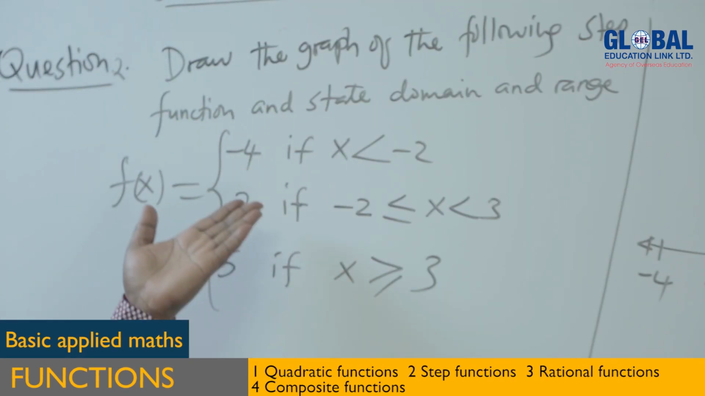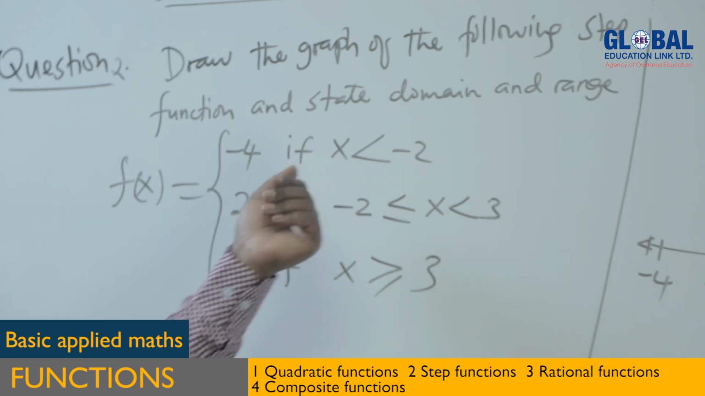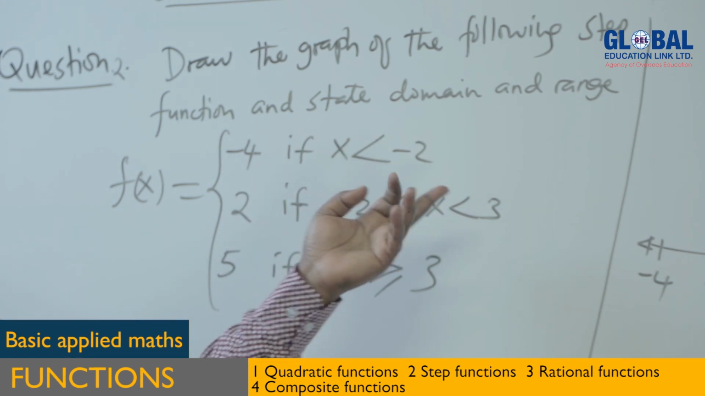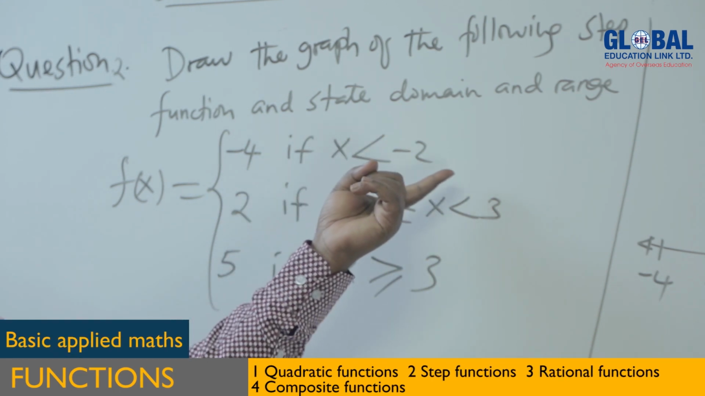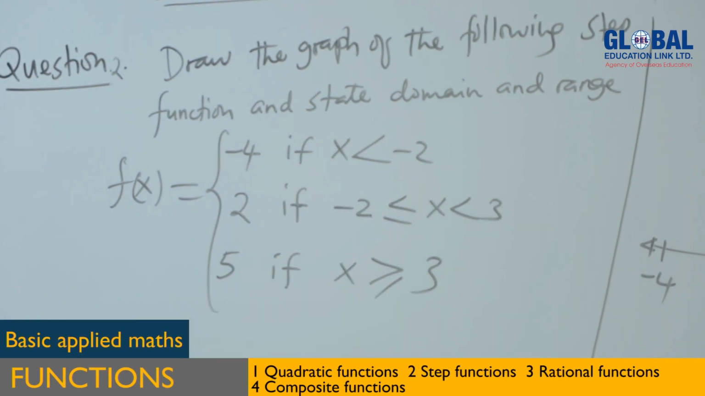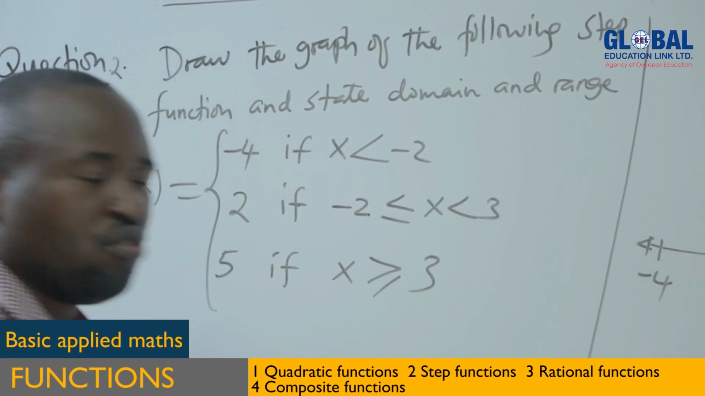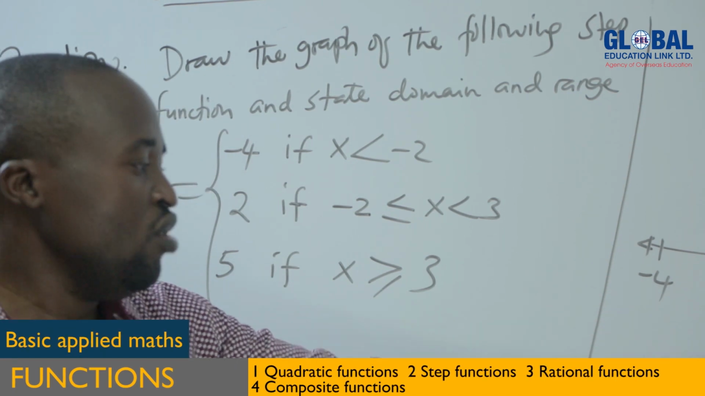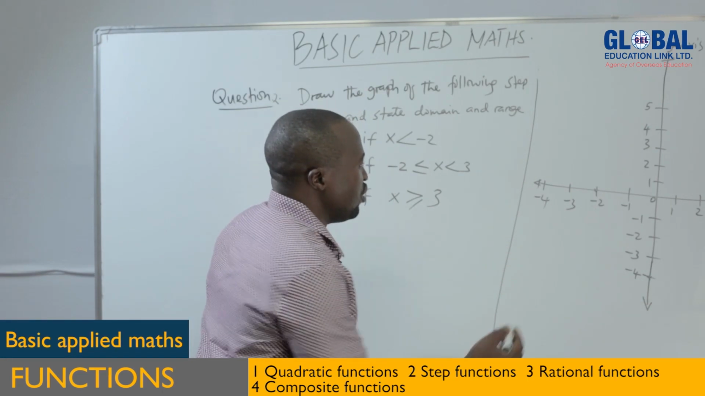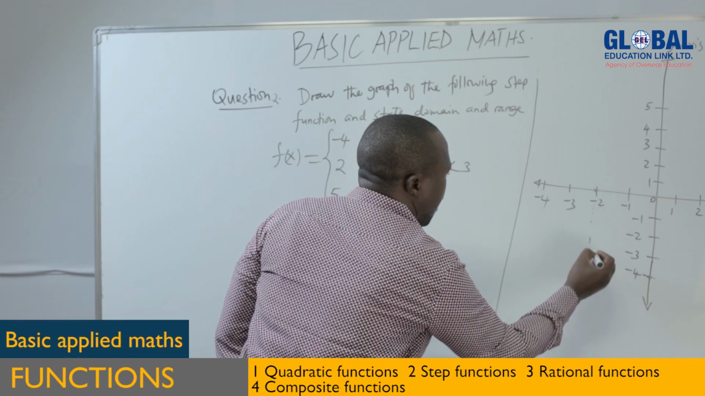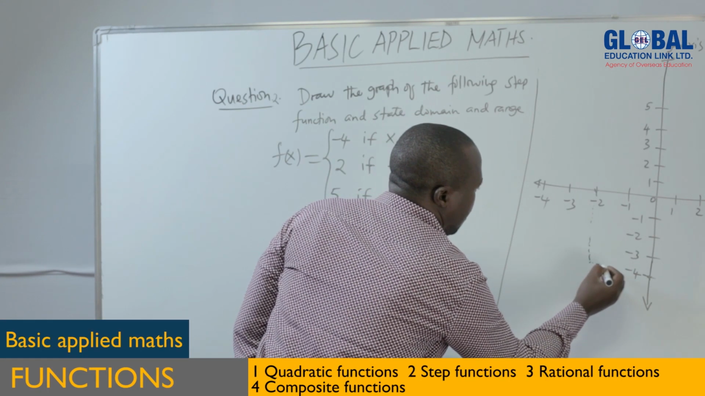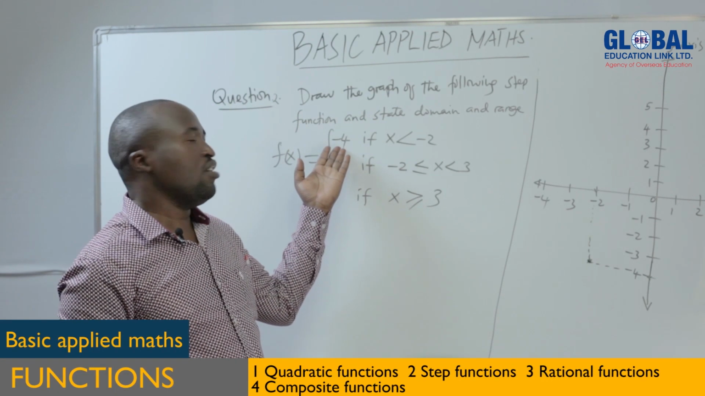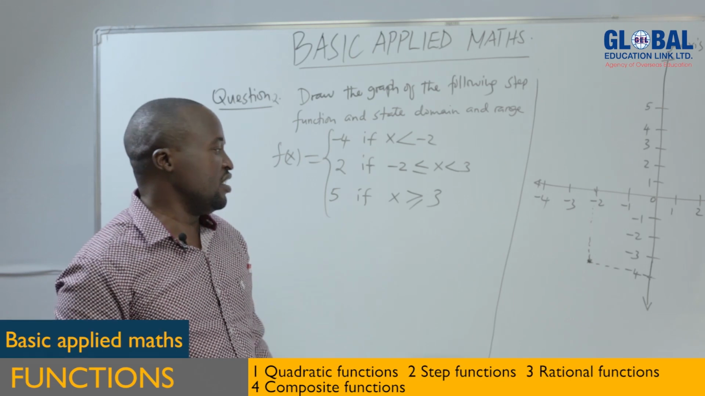For the case of x values, we have a condition which says x is less than -2. So values of x are less than -2. So where is the -2 for x? It is found somewhere here. We need to find the point of intersection between the x value, which is -2, and the y value, which is -4. So the point of intersection will be somewhere here, where -4 of y and -2 of x meet.